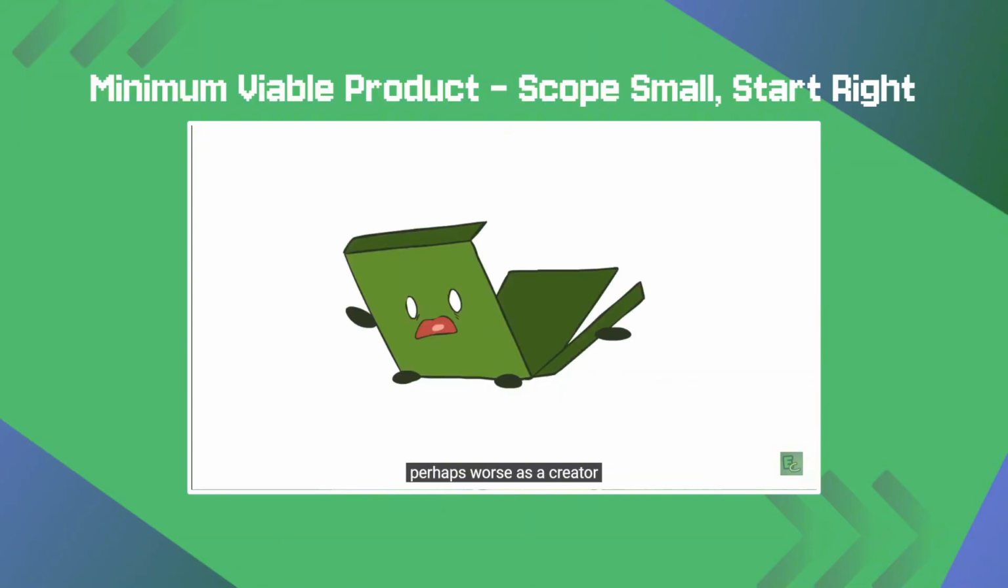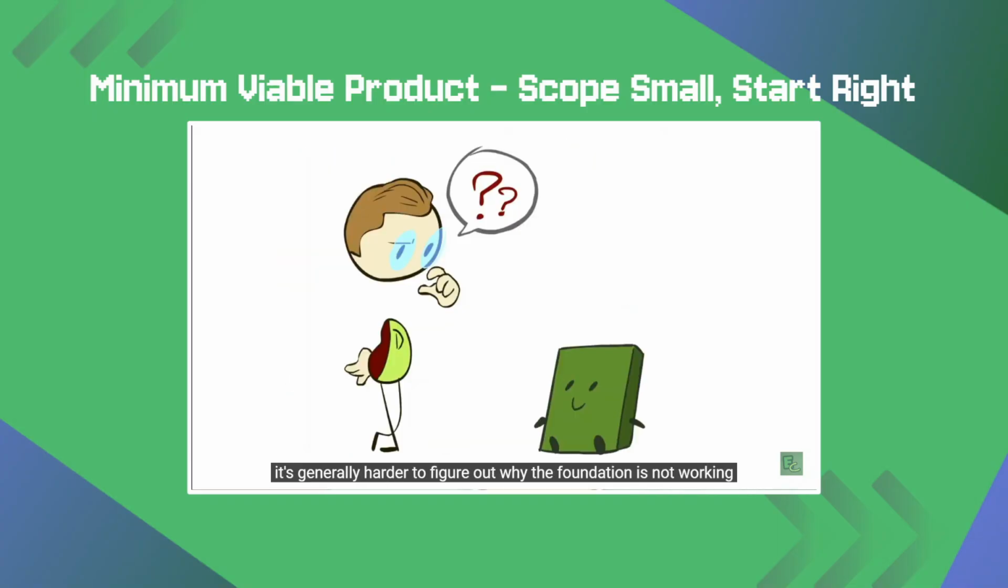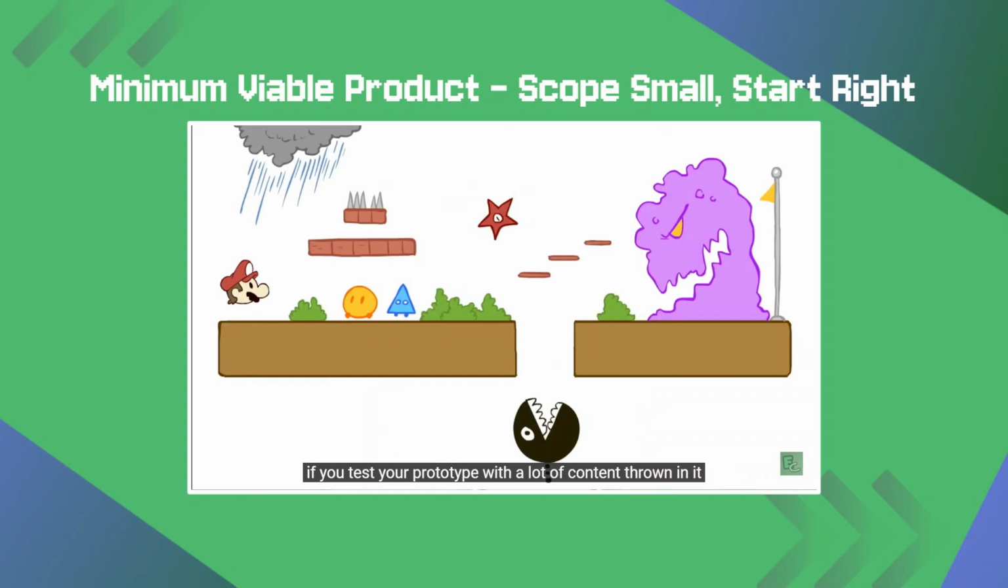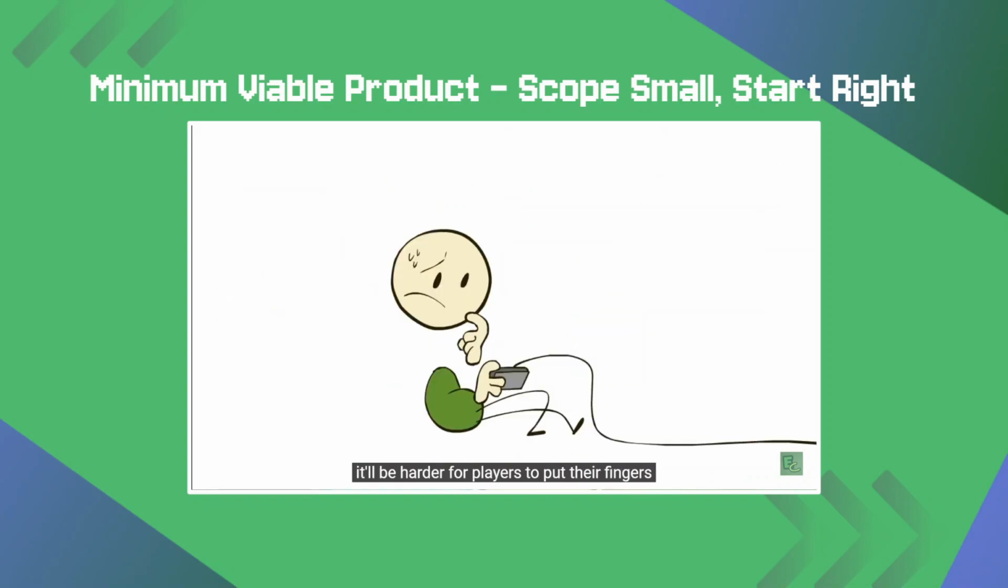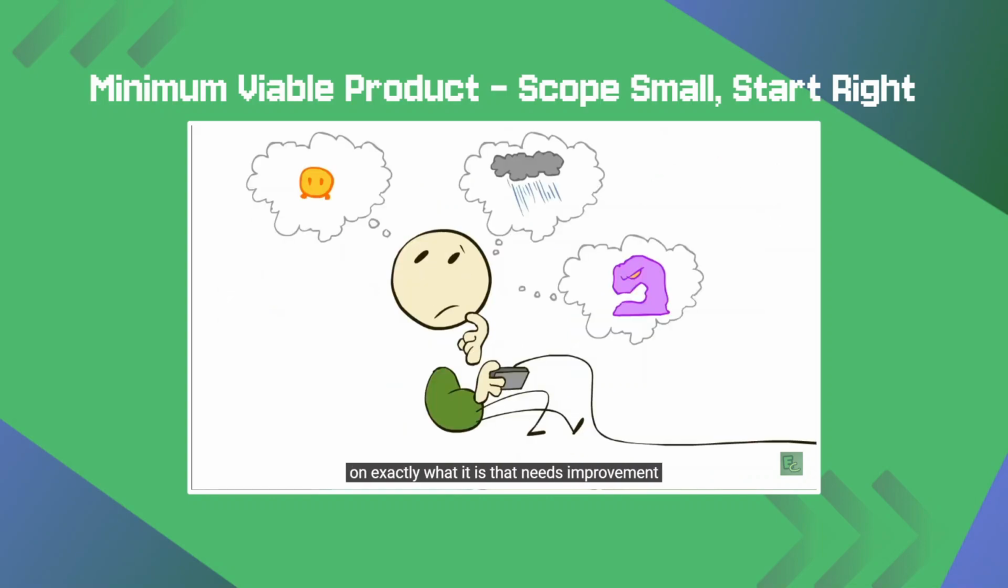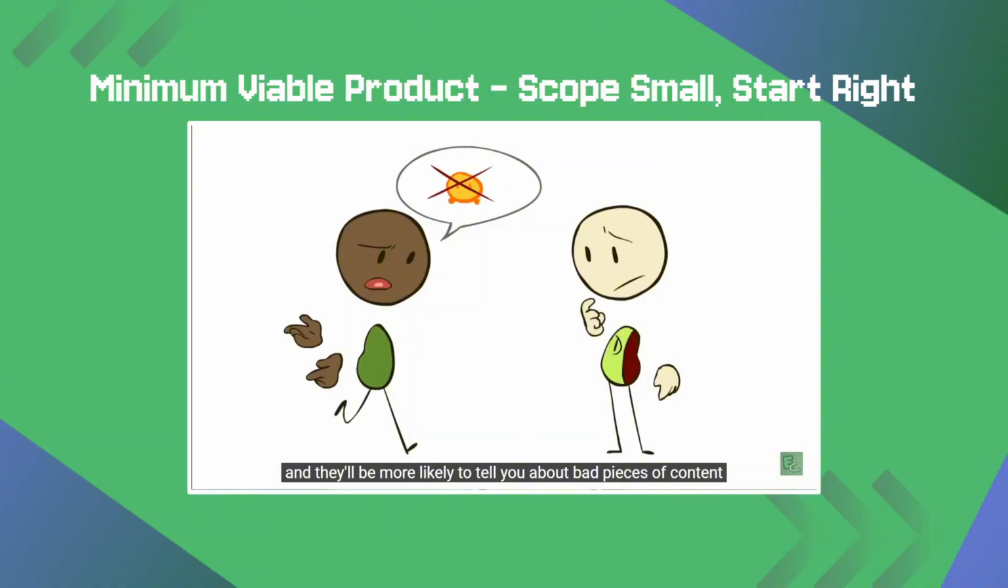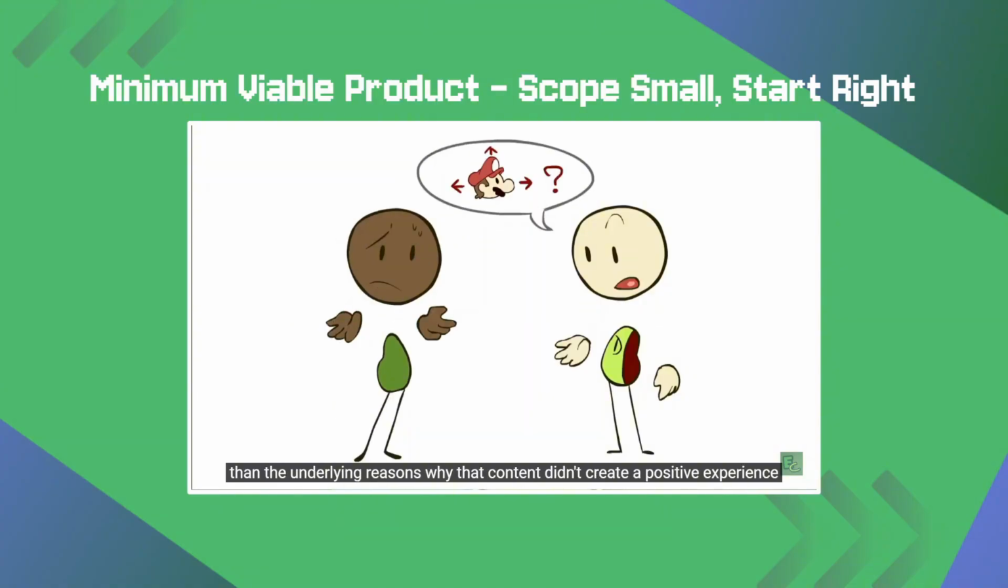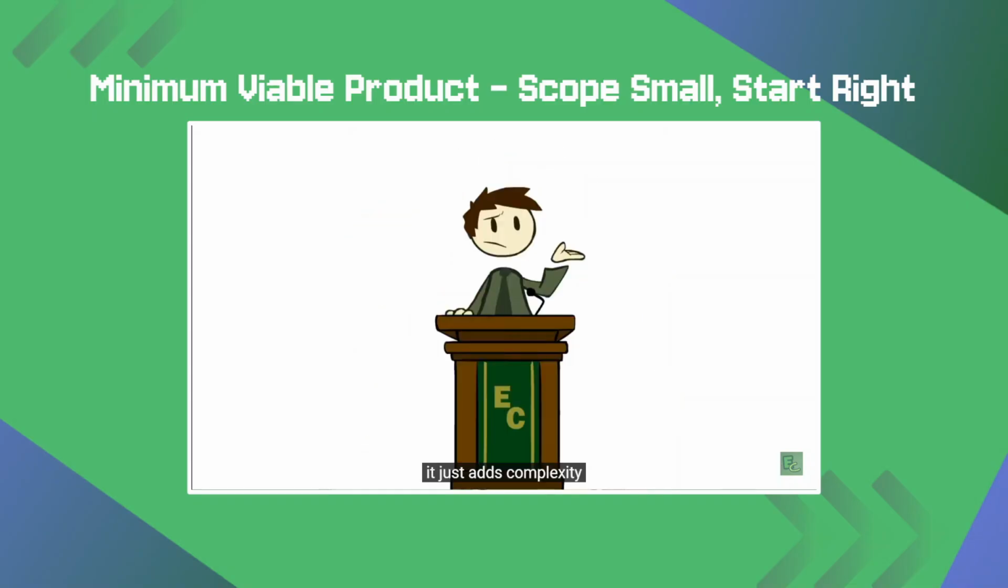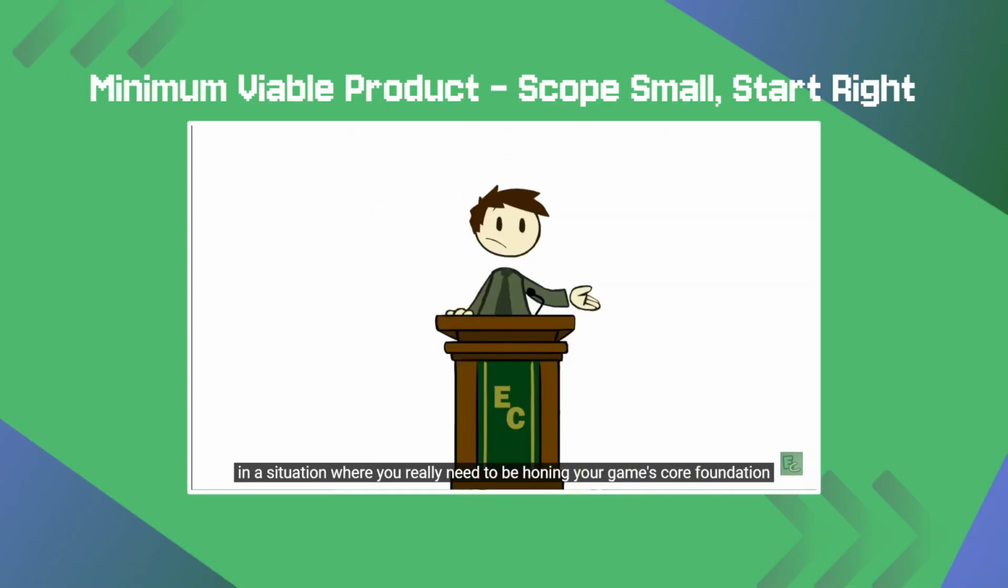Perhaps worse, as a creator, when your game's packed with content, it's generally harder to figure out why the foundation's not working. If you test your prototype with a lot of content thrown in, it'll be harder for players to put their fingers on exactly what it is that needs improvement, as all of that content just clutters what's wrong, and they'll be more likely to tell you about bad pieces of content rather than the underlying reasons why that content didn't create a positive experience. It just adds complexity in a situation where you really need to be honing your game's core foundation.